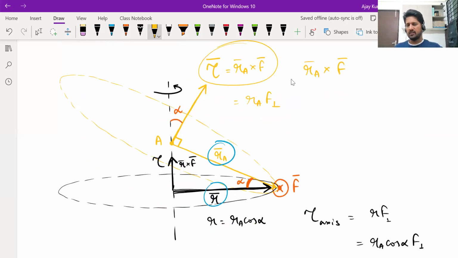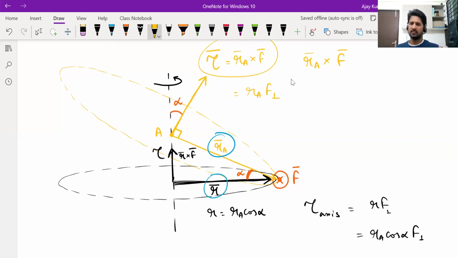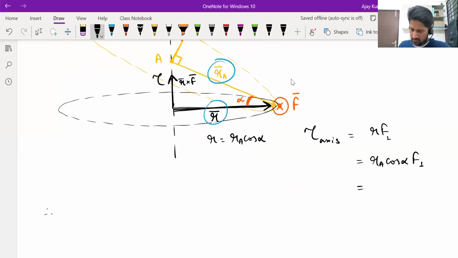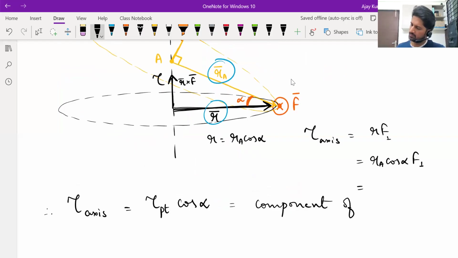Now, what's the relation between torque about the point and torque about the axis? Only that cos alpha is the difference. Torque about point is RA multiplied with F perpendicular. Torque about axis is RA F perpendicular cos alpha. Therefore, you can say the torque about the axis is torque about a point multiplied with cos alpha. That is nothing but the component of torque about a point along the direction of the axis.